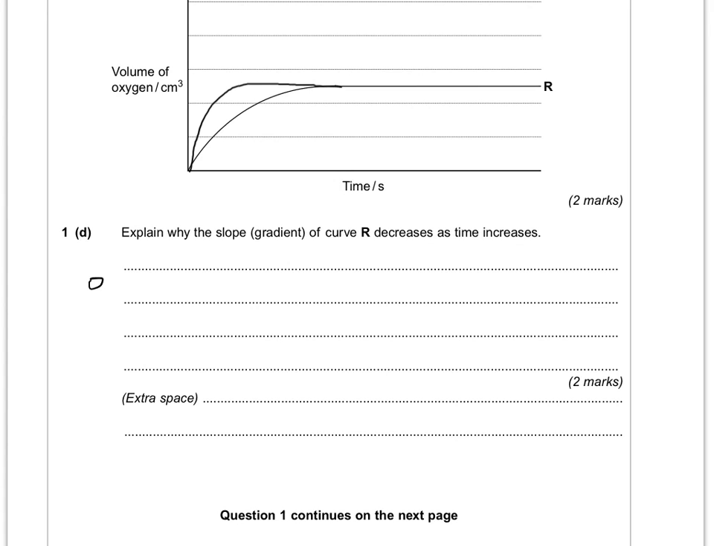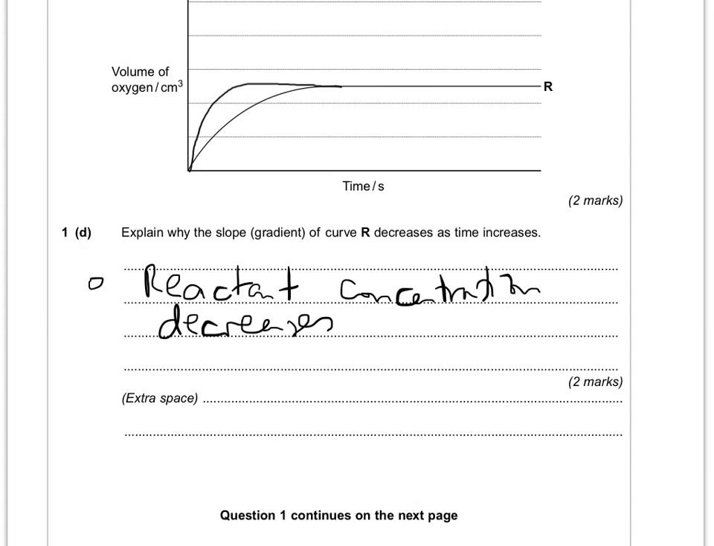So the 2 marks here are saying reactant concentration decreases, and therefore rate of reaction decreases.